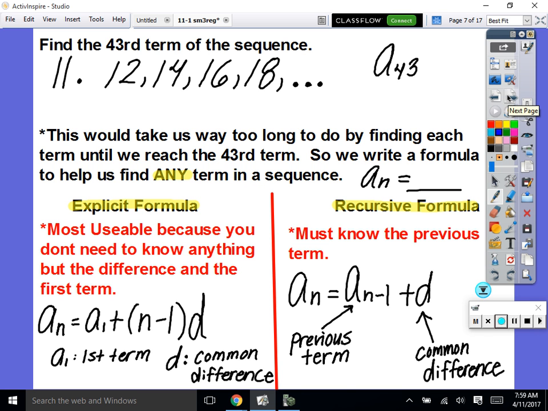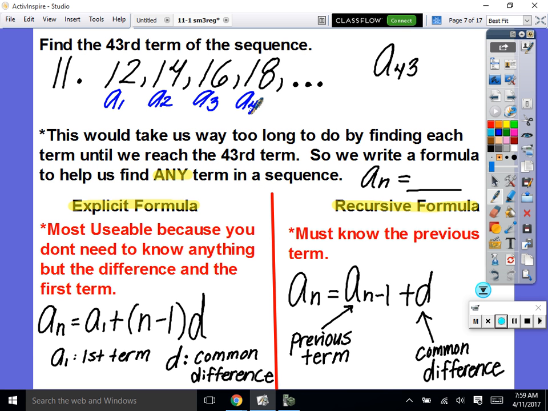Okay, so now we're going to go back to the worksheet, and I'm going to help you understand a few things. It says, find the 43rd term of the sequence. So let's look at number 11. 12, 14, 16, 18. So this is A sub 1, A sub 2, A sub 3, A sub 4. It's asking us to find the 43rd term. Isn't that going to take us all day long to list out all of those till we get to the 43rd term? That's going to take us all day.